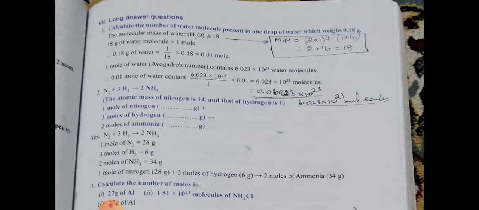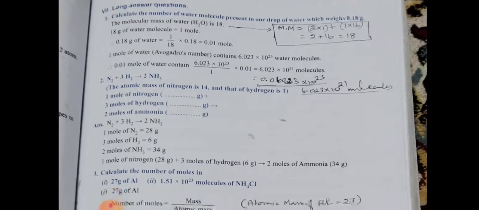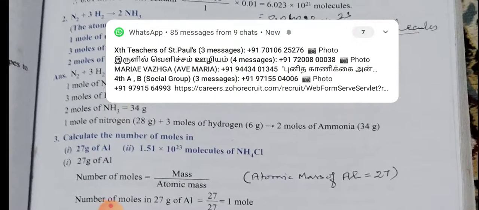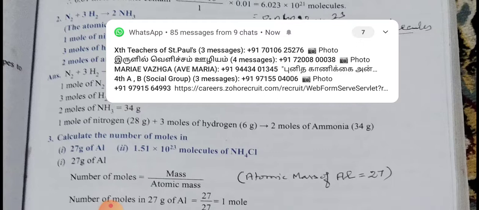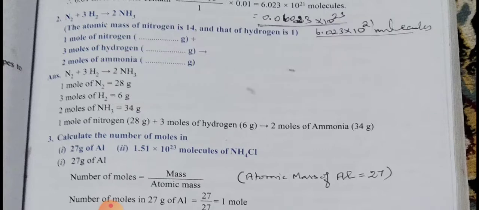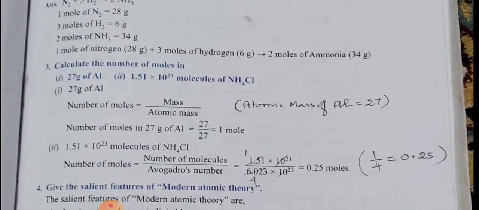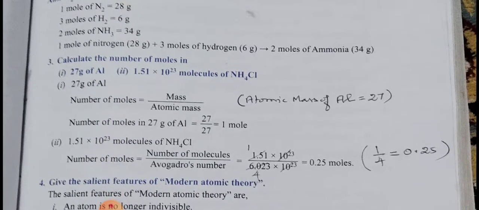Then calculate the number of moles in 27 gram of aluminium, and in 1.5 into 10 power 23 molecules of ammonium chloride. 27 gram of aluminium. Formula is number of moles equal to mass by atomic mass, or mass by molecular mass. So here, first one, number of moles for aluminium: mass 27, and its atomic mass also 27. So the number of mole is 1.